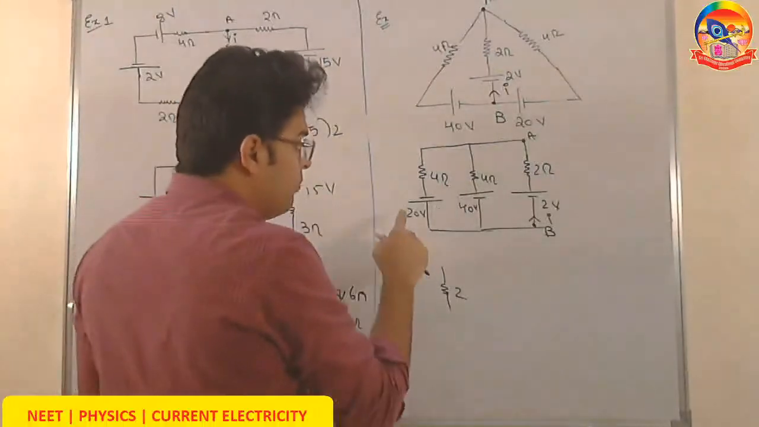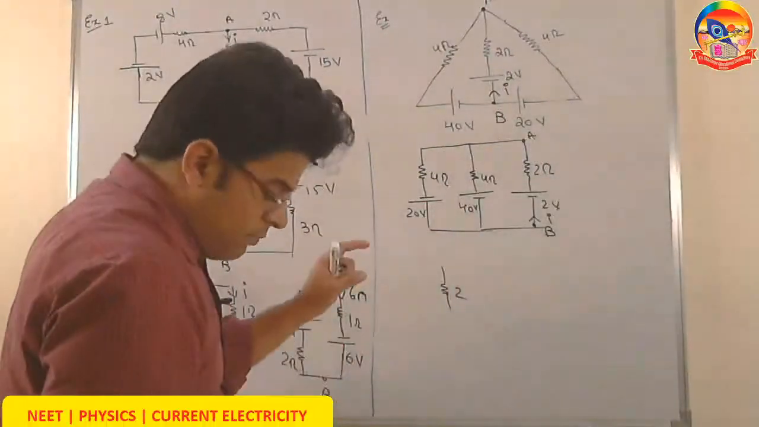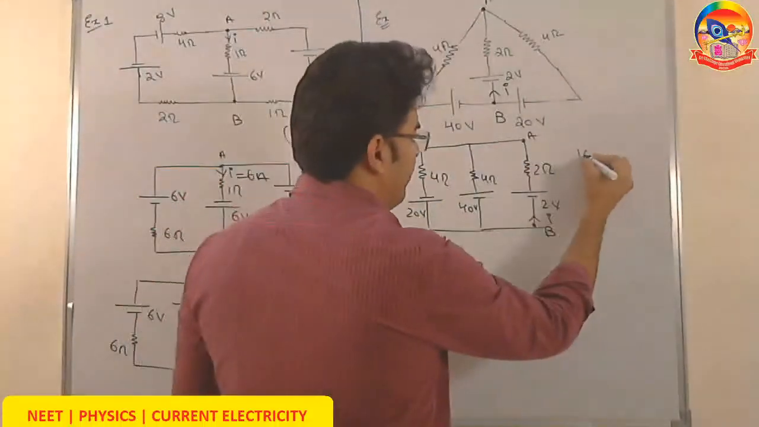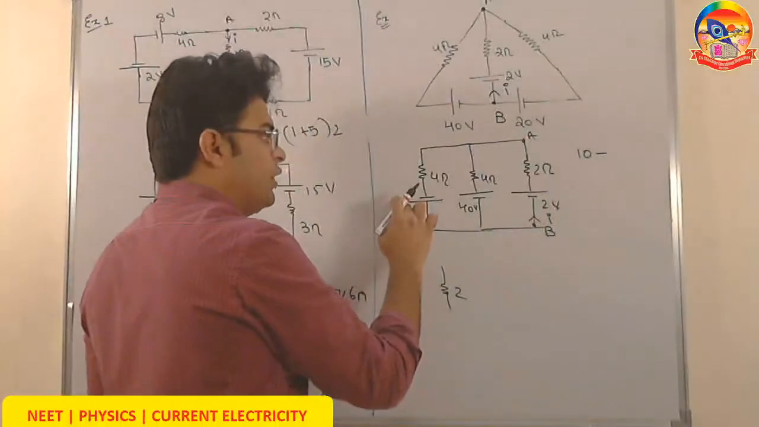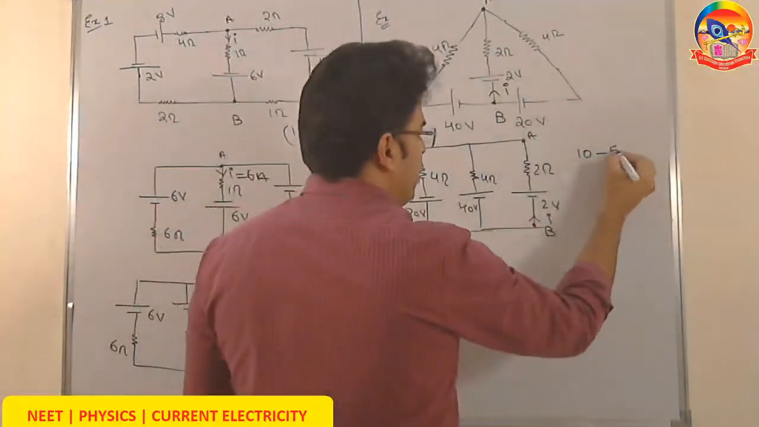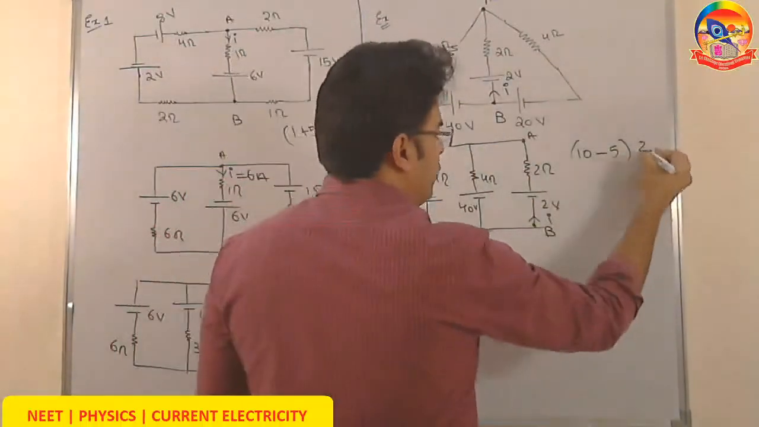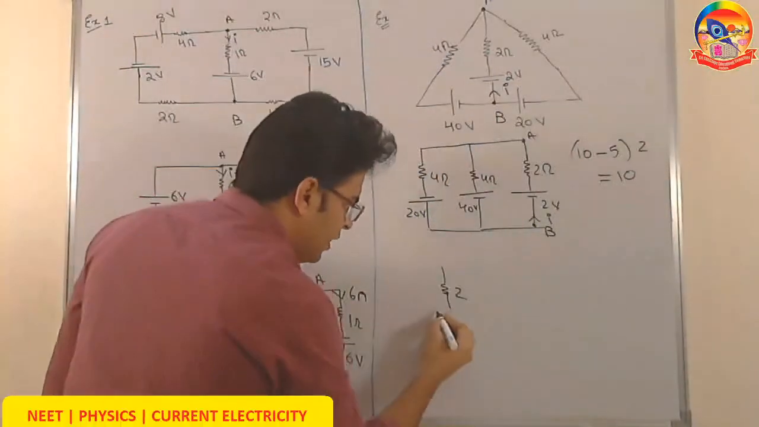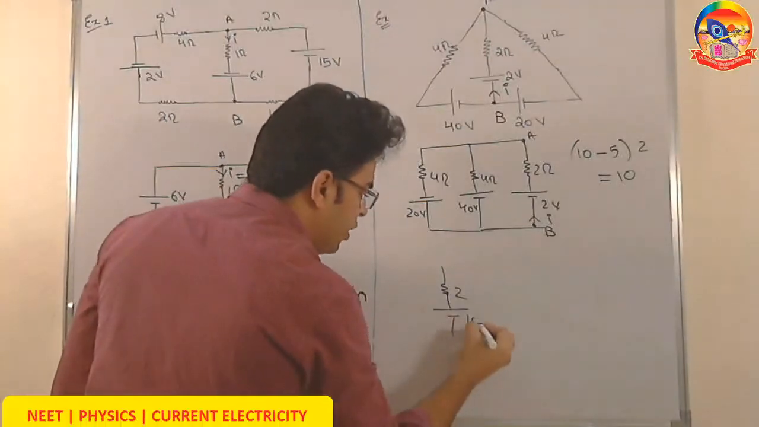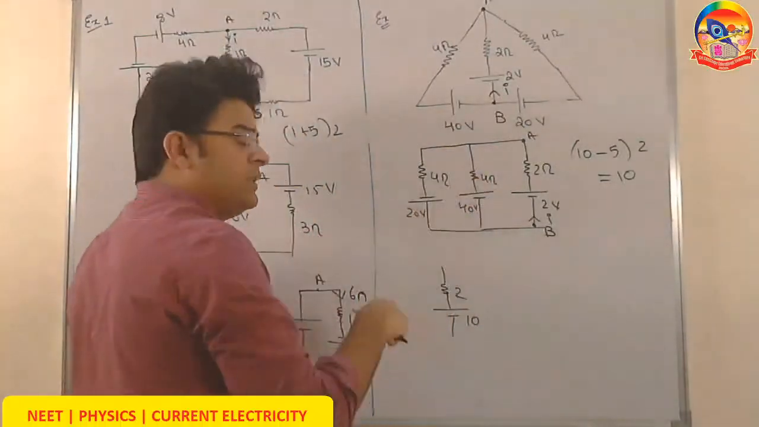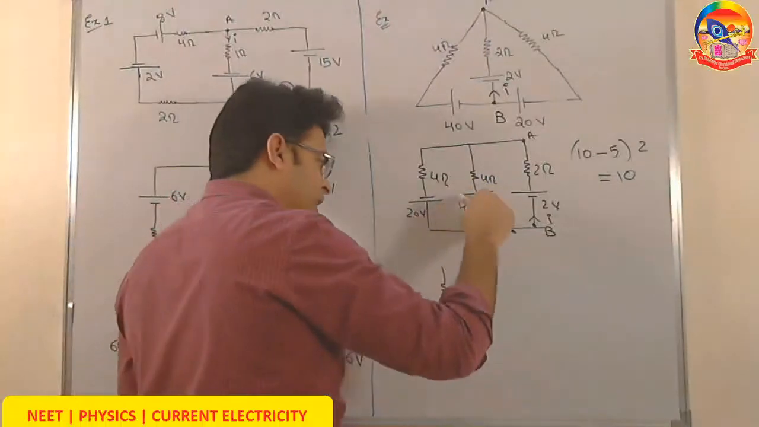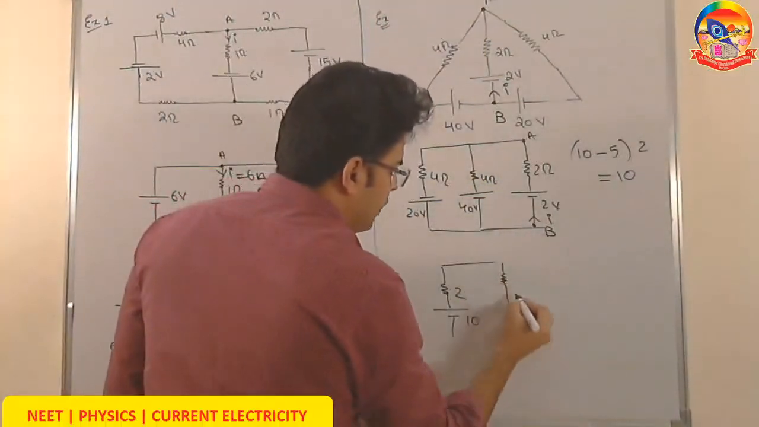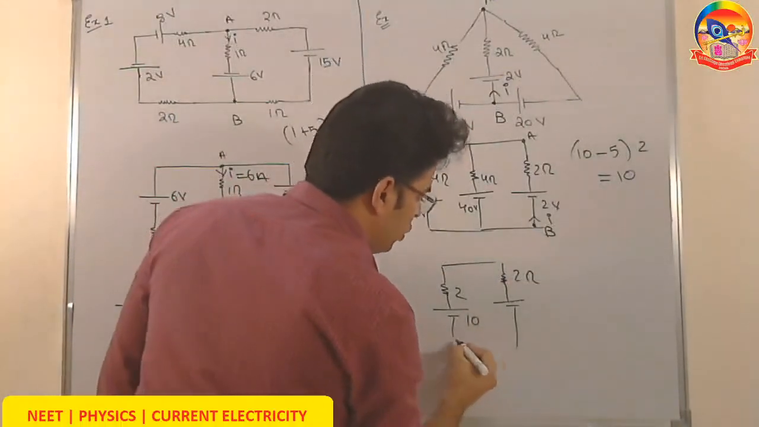Not at all a problem. But what is E equivalent? Now here you must notice EMFs are in opposite sense. So you will write E1 by R1, 10, minus E2 by R2, 20 by 4, 5, into R equivalent 2. So that comes out to be 10. So rather than these two, place a battery like that of 40 volt but of EMF 10, because while doing E1 by R1 plus E2 by R2, I have taken the polarity sense of E1 as positive, that's why 10. Now here, draw one more resistance of 2 ohm and a battery of 2 volt.